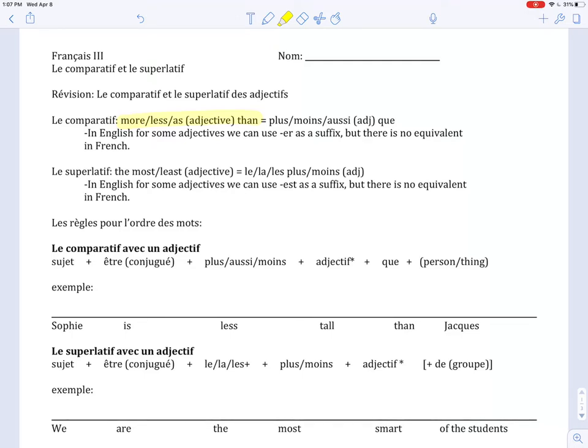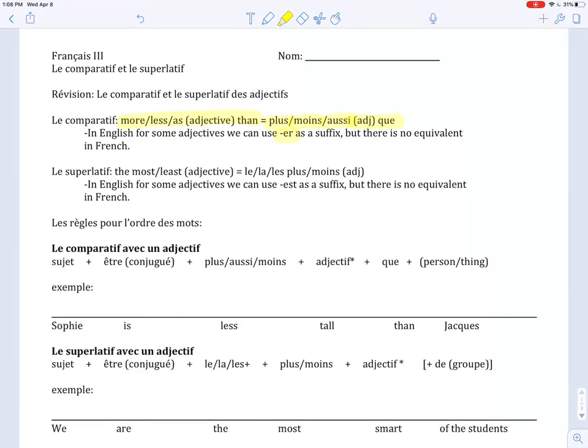The equivalent in French is to use plus for more, moins for less, and aussi for as, followed by the adjective, and then que to mean than the other person or thing that you're comparing it to. We'll get into more detail below with the exact wording that you're going to use. In English, for some of our adjectives, we can use the er as a suffix. We can say taller, shorter, smarter, but there's no equivalent to that in French. So you'll have to say more tall, more short, more smart, or less tall, if that's the direction you're going with for the comparison.